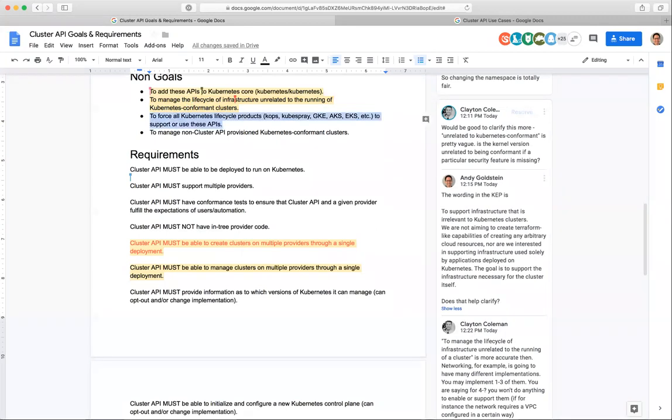I already mentioned not forcing Kubernetes lifecycle products like Kops and KubeSpray and managed Kubernetes providers to support or use these APIs. And then we also touched on we don't want to manage clusters that were provisioned not by cluster API. So one thing, you touched on this topic about having an on-ramping path for projects that want to adopt cluster API. Should we specifically call that out as one of our goals?